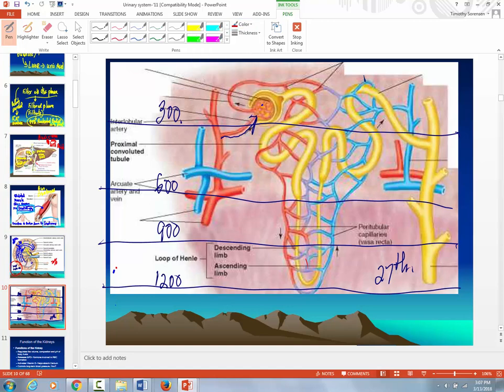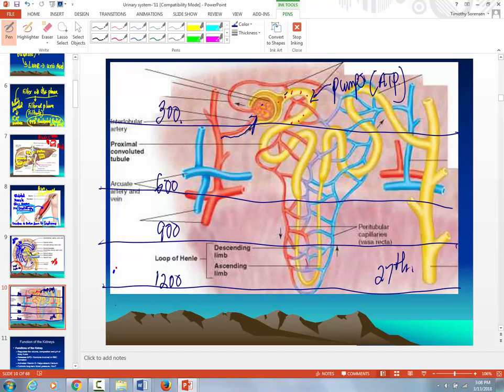Okay, watch. What's filtered by the glomerulus is going to end up in Bowman's capsule, and what is filtered is now going to enter the first part of the nephron called the proximal convoluted tubules. You better get this right. The proximal convoluted tubules is loaded with pumps, and all of these pumps are ATP dependent. So the cells that make up the proximal convoluted tubule are loaded with mitochondria, and they need to make a lot of ATP because these pumps are ATP dependent.